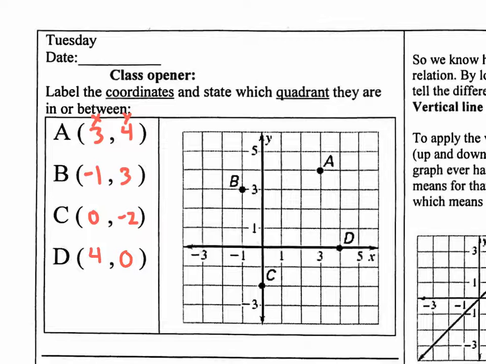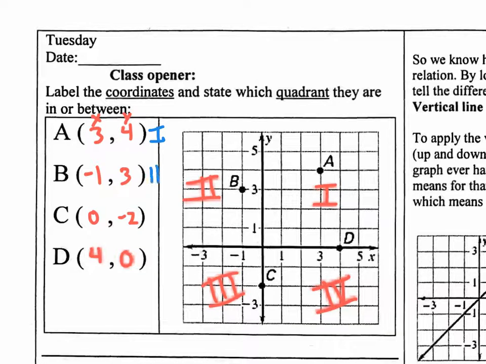Now let's go back and remember that quadrant 1 is the upper right quadrant. Quadrant 2 is the upper left. Quadrant 3 is the bottom left, and quadrant 4 is the bottom right. It is counterclockwise, so point A is definitely in quadrant 1.